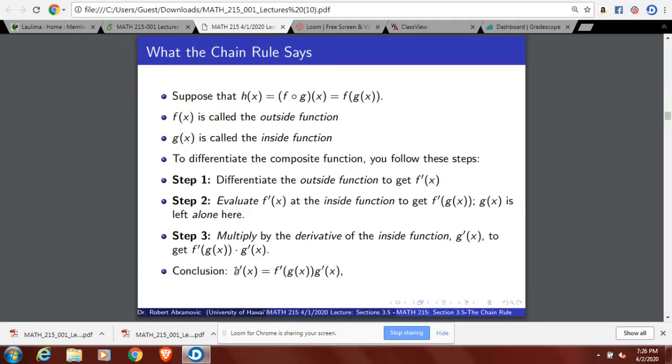Conclusion is that h prime of x is f prime, the derivative of the outside function, evaluated at the inside function, left alone, times the derivative of the inside function.